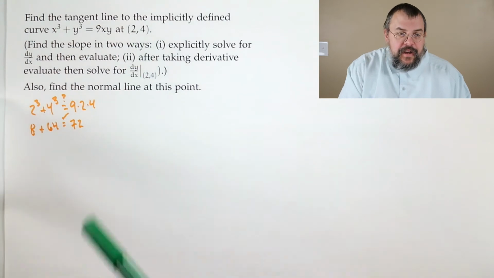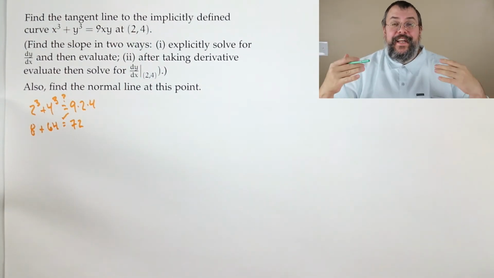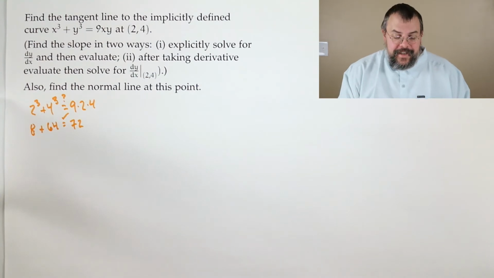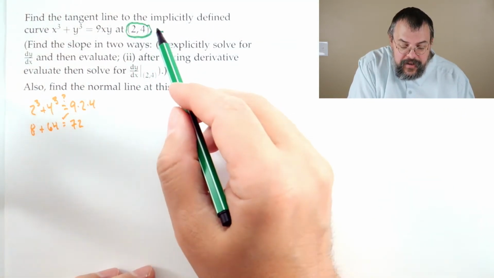One of them is a freebie. We've been given the point. We don't have to go looking for the point. We've already found it. See, look, here it is. I found it. Woohoo! There's our point.